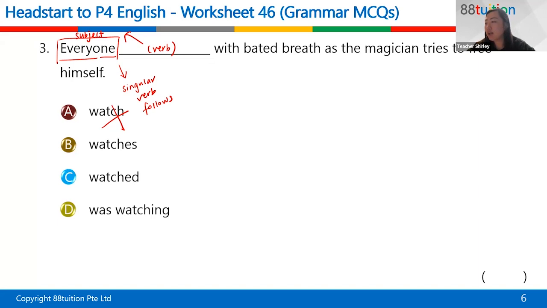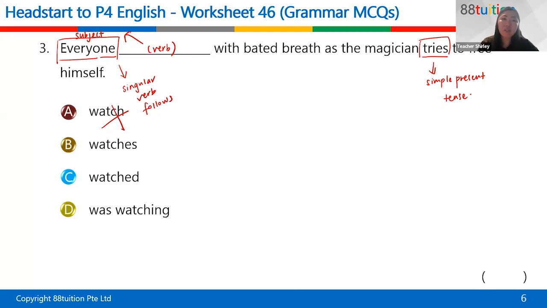Okay, so everyone what with bated breath as the magician tries to free himself. Okay, so like I said, it has to be present. It has to be singular because, how do you know it's present tense? Because this is tries. See, this is a simple present tense. Okay, tries. Try, tries, tried, right? So this is a simple present tense. So it really tells you that it is simple present.